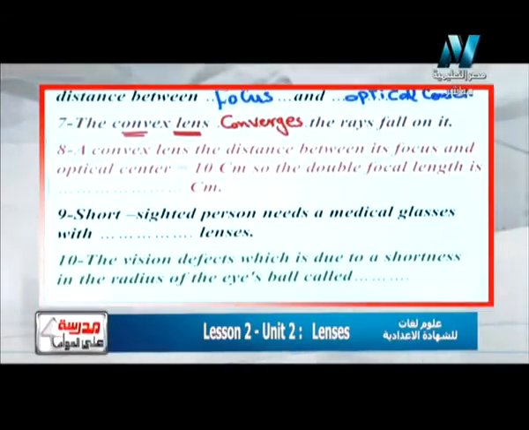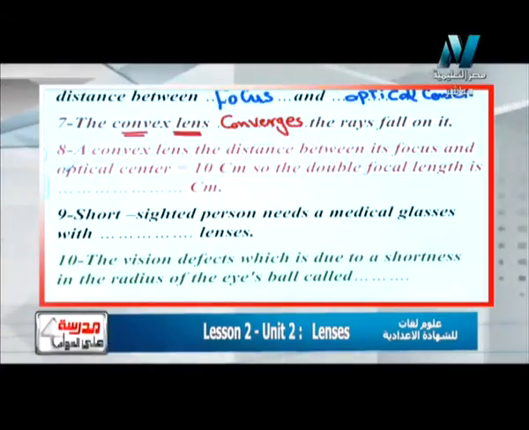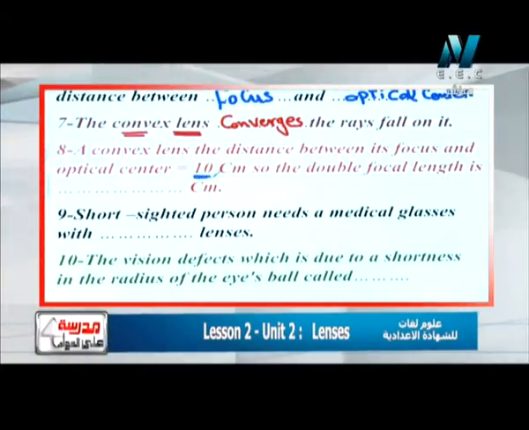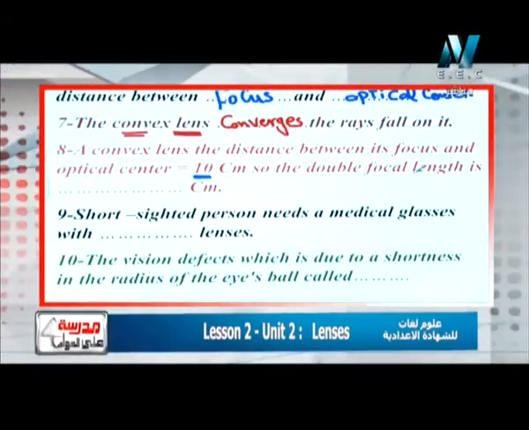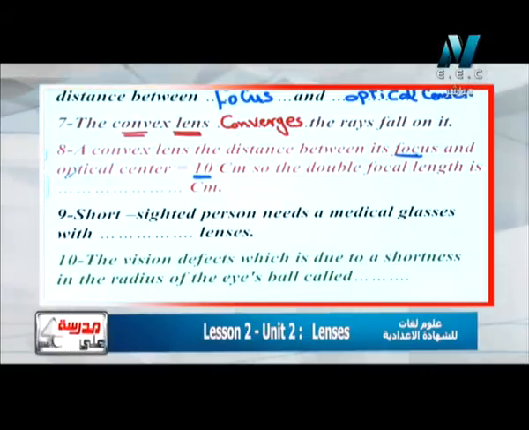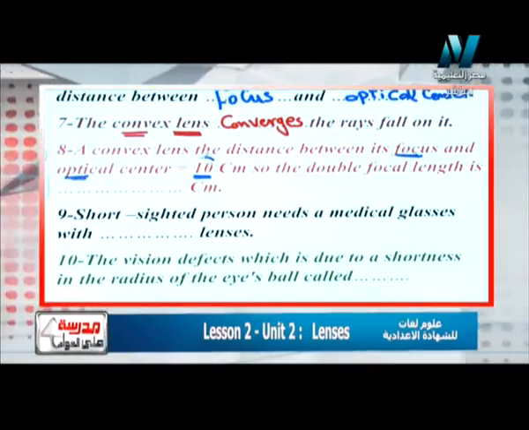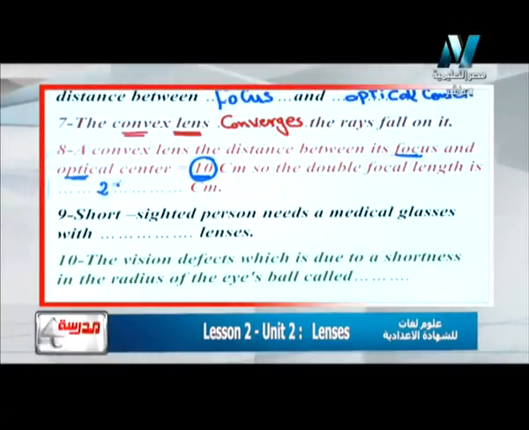Next one: for a convex lens, the distance between its focus and the optical center equals 10 centimeters. So the double focal length equals how many? We know the distance between the focus and the optical center is the focal length, and here it equals 10 centimeters. So the double focal length equals 20 centimeters.